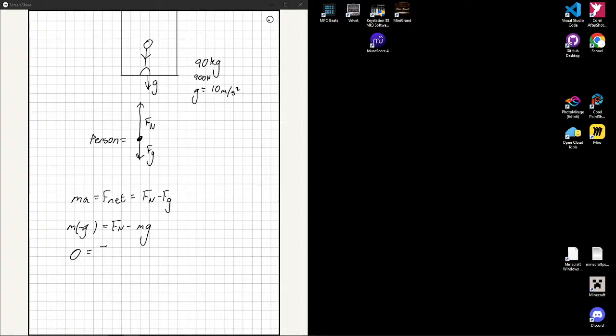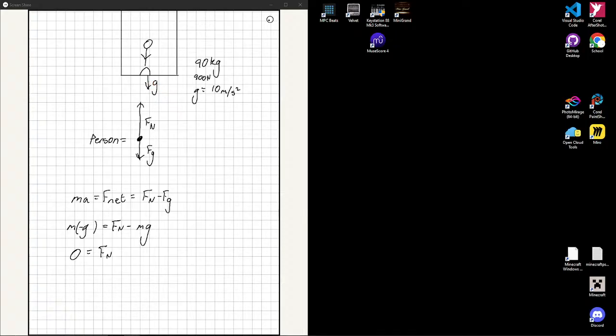0 equals Fn. So that means the person's also going to be in free fall. So the floor is not going to be pushing against you. It feels like you weigh nothing. You're just going to be floating. And Fn can't be negative because the definition of Fn is just how much the floor is pushing against you. It's a contact force. When does Fn equal 0? When the elevator is dropping at g meters per second squared.